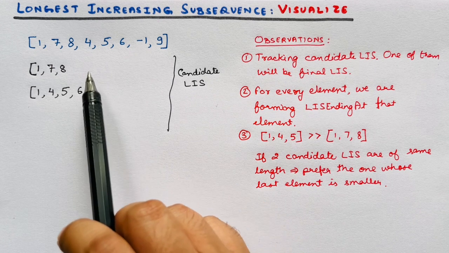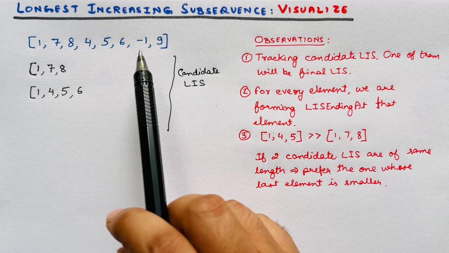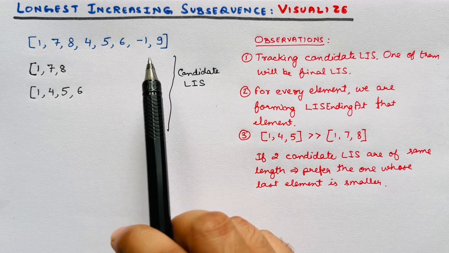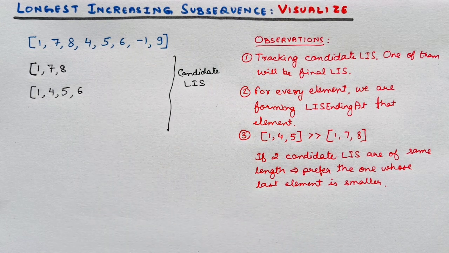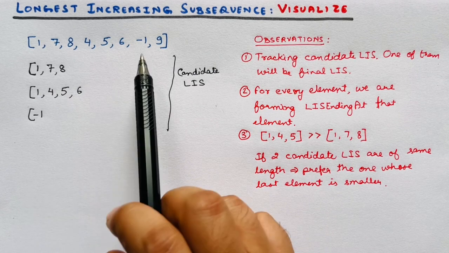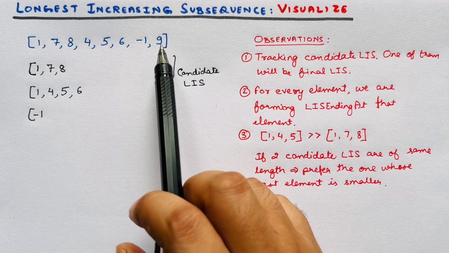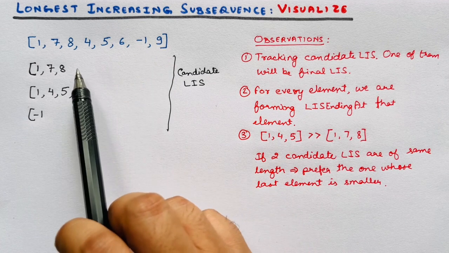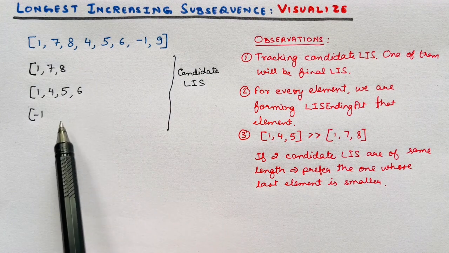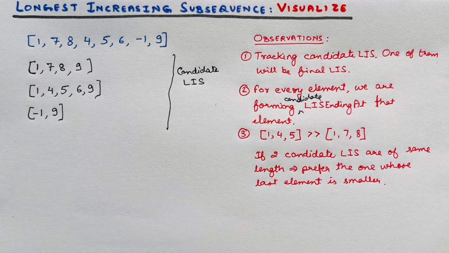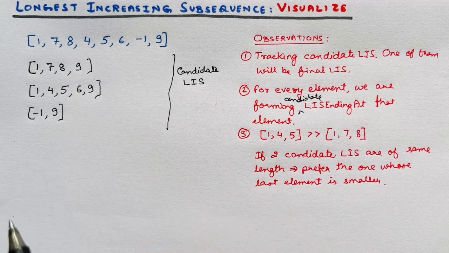Now let's see what happens with -1. Now -1 cannot become part of any of these subsequences, but it can actually start its own increasing subsequence because we don't know what further elements will come in this array. So the LIS ending at -1 is just -1. Now let's see what happens with 9. Now 9 is greater than all of these last elements. So 9 can become part of all of these. So the candidate LIS ending at 9 can be this, this or this.